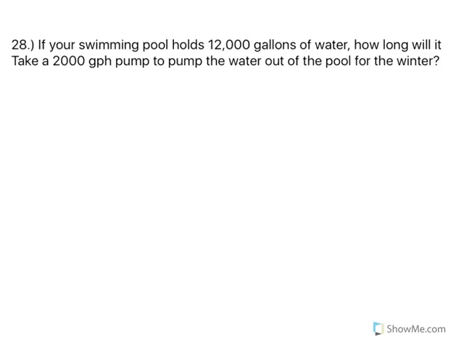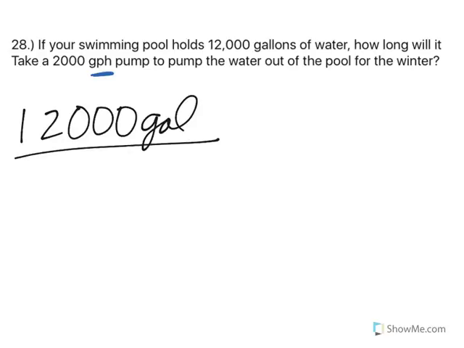And last problem, I believe. Yep, last problem. If your swimming pool holds 12,000 gallons of water, how long will it take a 2,000 gallon per hour pump, that's what GPH means, gallons per hour, to pump the water out of the pool for the winter? So we start with how many gallons we have, 12,000 gallons.